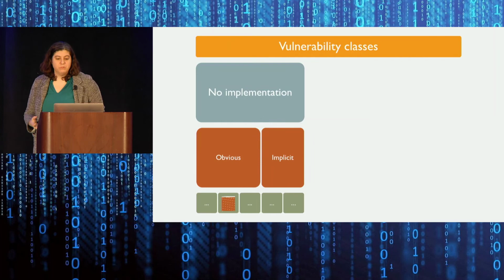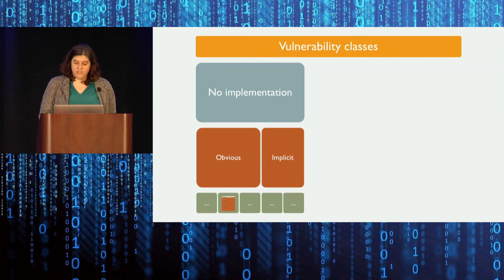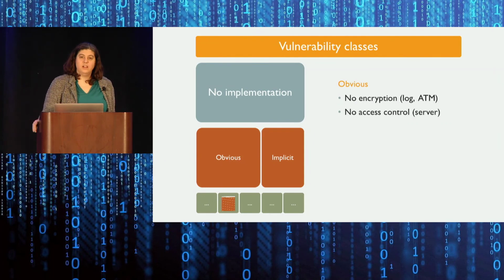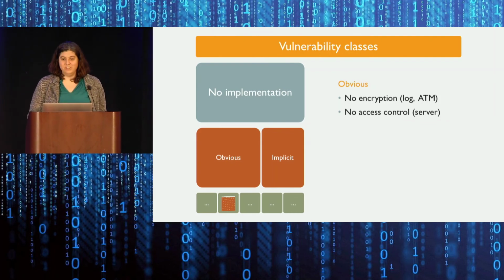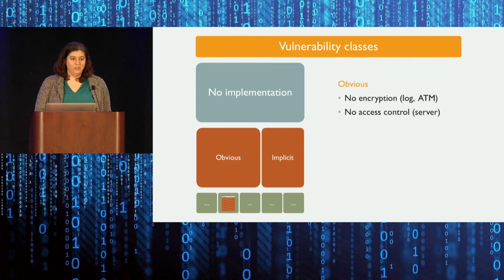So let's look at some examples. In the set of obvious mistakes, we of course saw some people just not do any encryption, or in the case of the key value store, basically not implementing any access control. There's not a whole lot to learn there, except that if you don't try to have security, you're not going to have any.